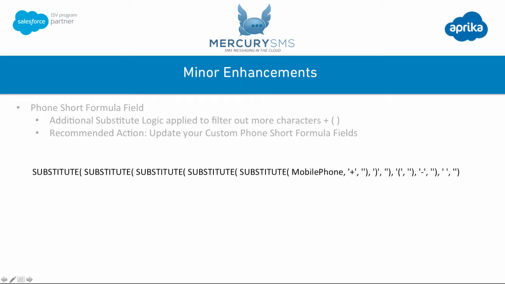We've modified the formula in the phone short formula fields to accommodate additional characters. So previously it was only substituting spaces, and it will now substitute the plus sign, opening brackets, closing brackets and dashes. So the example formula field is listed here. Obviously, the lead and the contact formula fields that come with the Mercury SMS package have already been updated. But we do recommend you update the formula to be the same as shown below for any custom fields that you may have created as part of your own configuration.